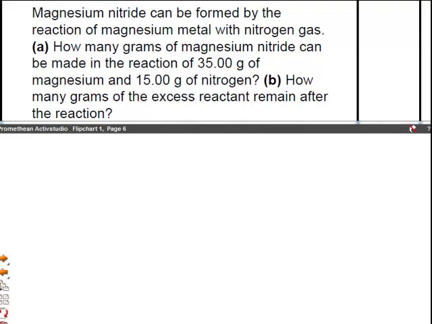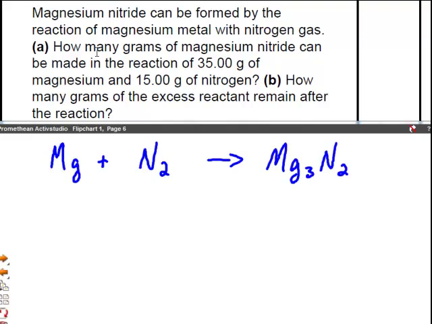So this is a multi-part question. The very first part we're going to need to do is we're going to need to come up with the balanced chemical equation. So here's the chemical equation. We have magnesium metal reacting with nitrogen gas to form magnesium nitride.